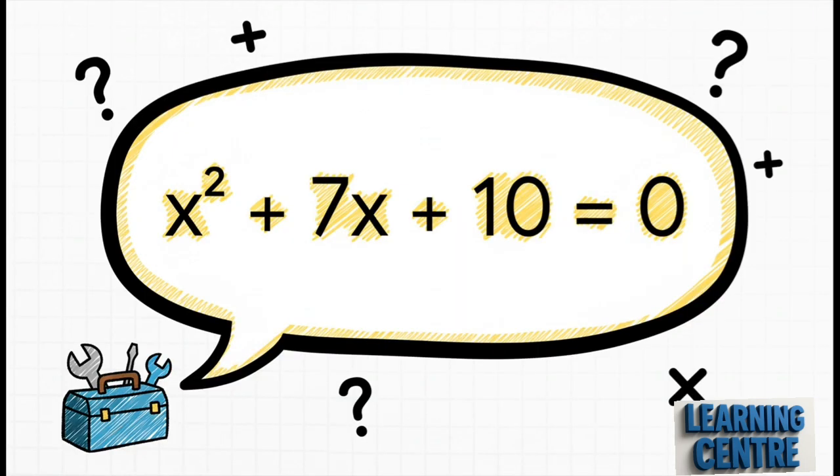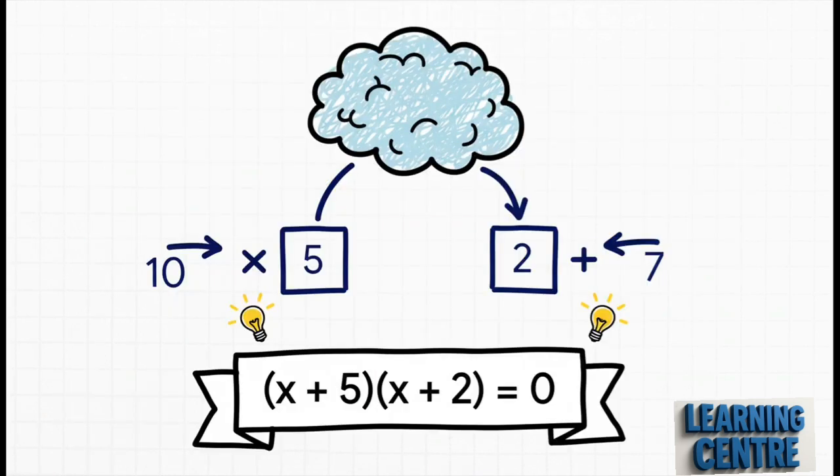We're going to solve x squared plus 7x plus 10 equals 0. Now, this one's already in the perfect form for us, so we can jump straight to step 2, factoring. The logic here is kind of like a little puzzle. We're looking for two numbers that do two things at once. They have to multiply to give us the last term, which is 10, and they have to add up to give us the middle term, which is 7.